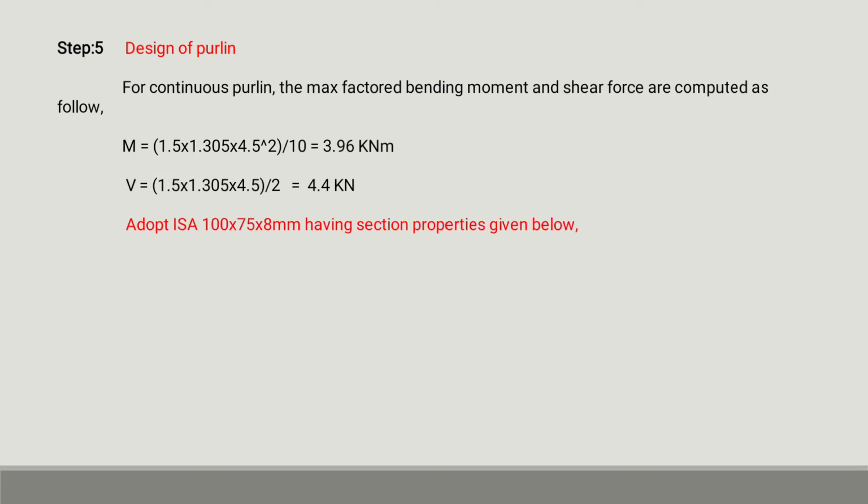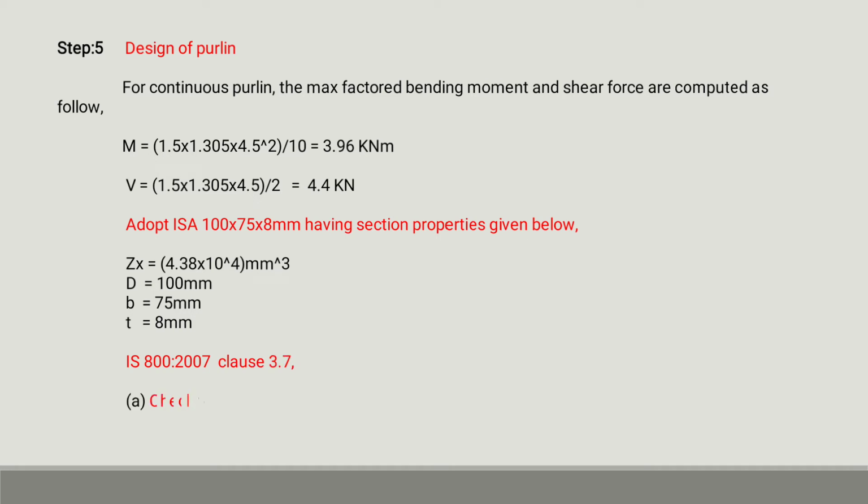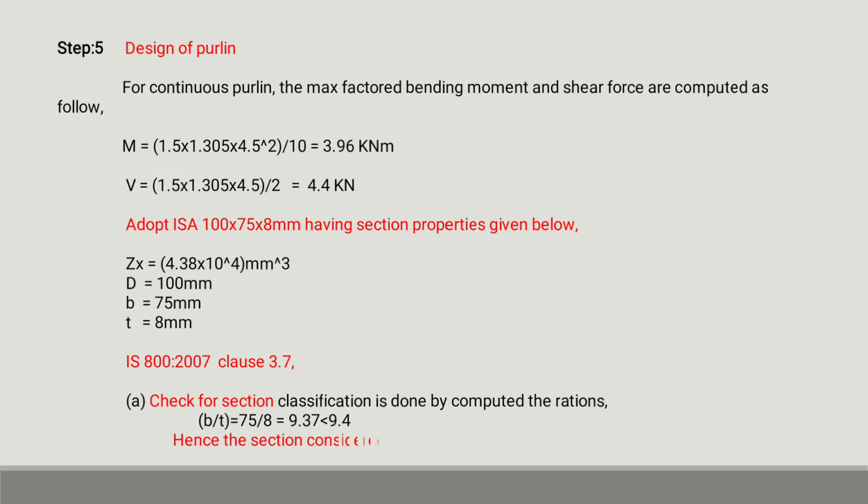Adopt ISLB 100 into 75 into 8 mm having the section properties given below. These section properties are taken from our code book SP 6 (1) ZX. D is equal to 100 mm, B is equal to 75 mm, T is equal to 8 mm. IS 800 2007 clause 3.7: check for the section classification by computing the ratios. B by T is equal to 75 by 8, which is less than 9.4. So this section is considered a plastic section.